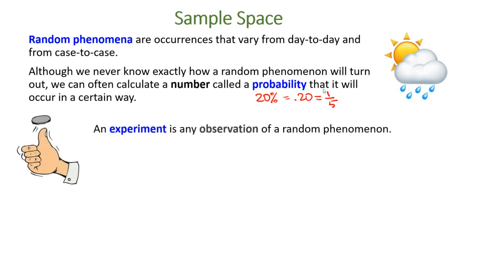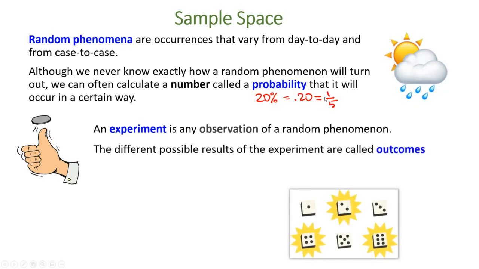Okay, an experiment is an observation of a random phenomenon, like you flip a coin and you observe whether it is a tail or a head, or you record the weather for several days and you observe the situation, rainy or sunny or temperature or whatever we are going to observe. The different possible results of the experiment are called outcomes.